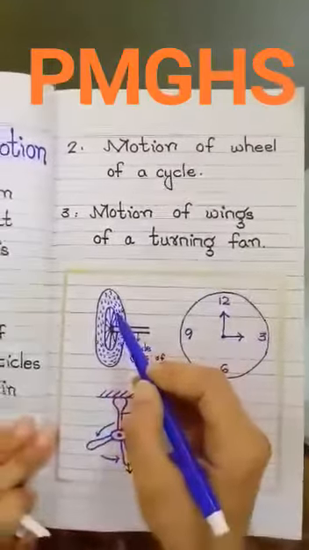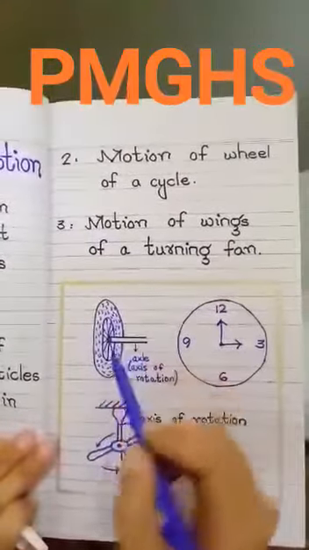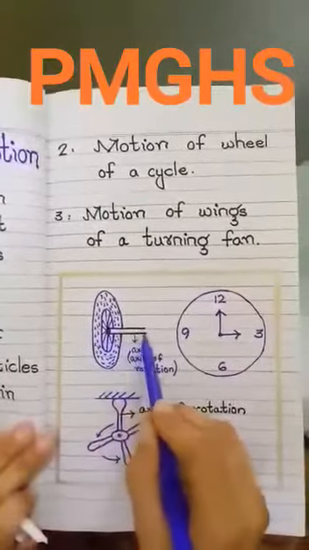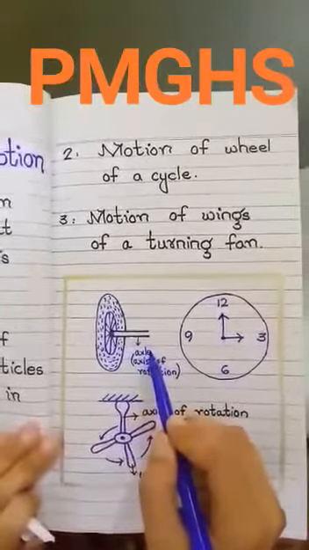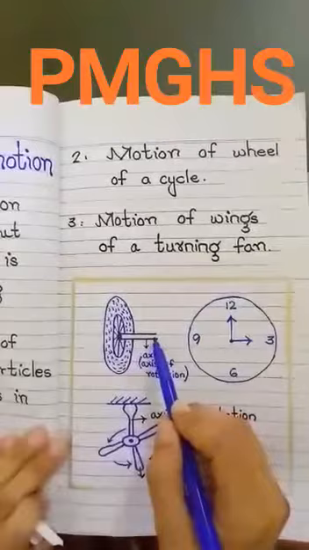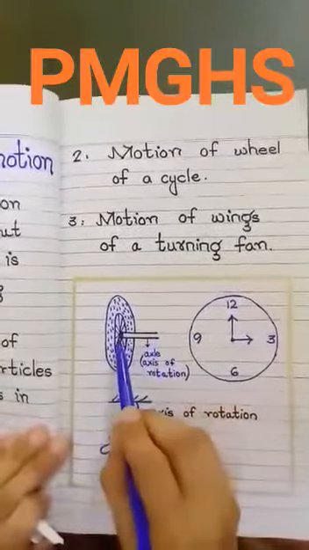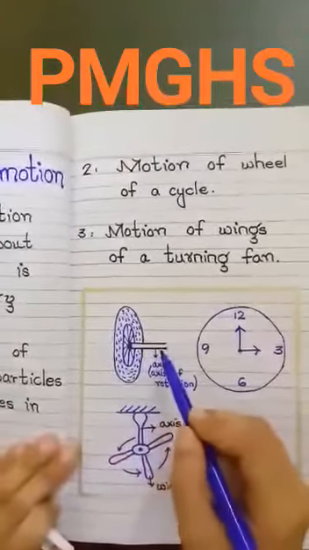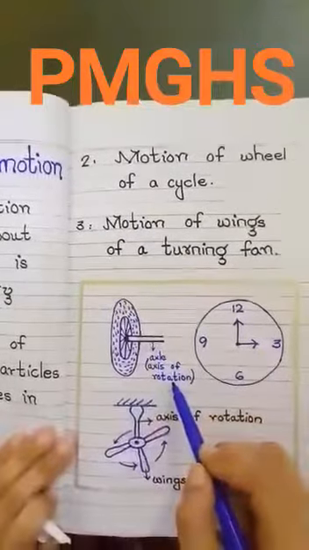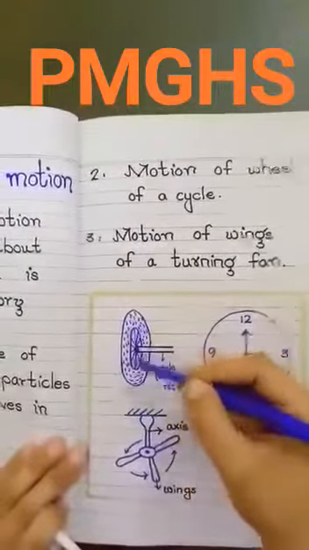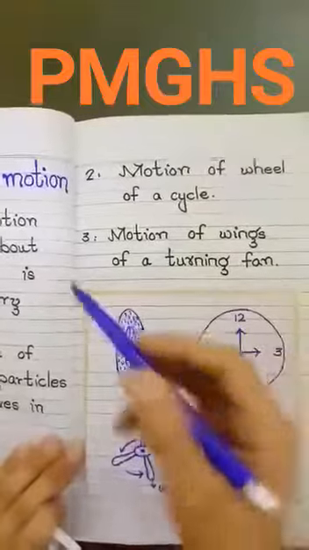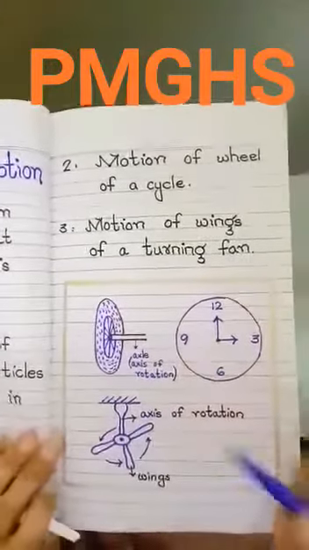The wheels of a bicycle or a car. The wheel is fixed to the axle. Axle is the part of the bicycle with the help of which the wheel is attached to the bicycle. This axle is fixed and it is called the axis of rotation. The wheel of the bicycle moves around this axis and thus performs the rotatory motion.